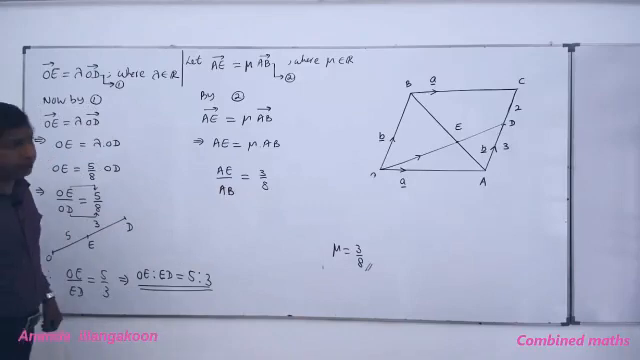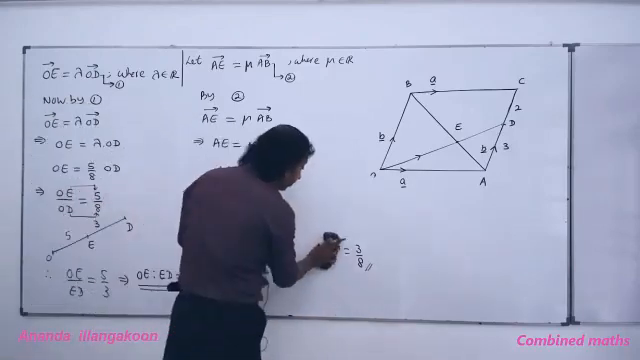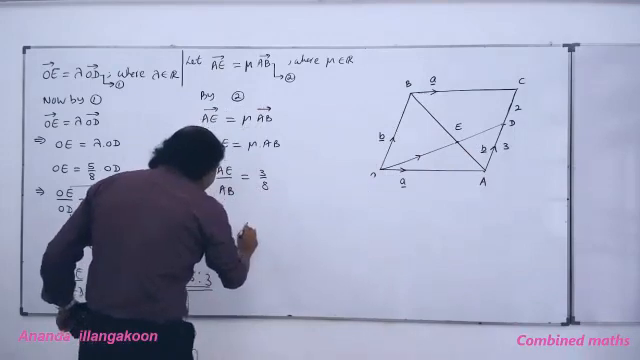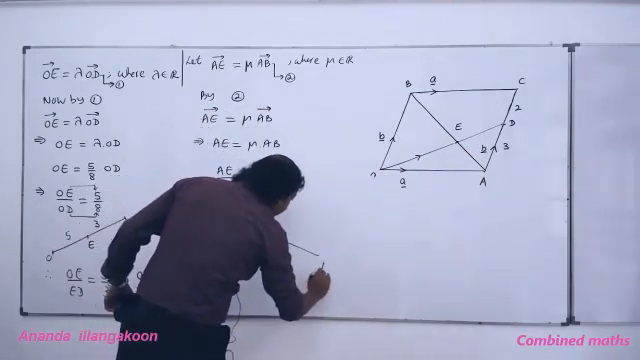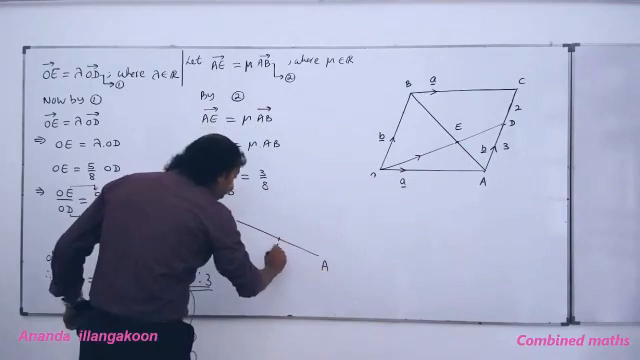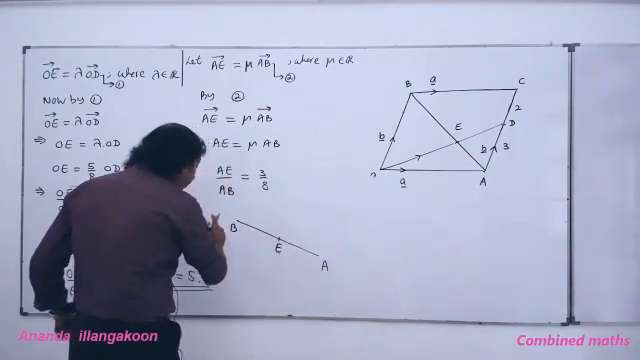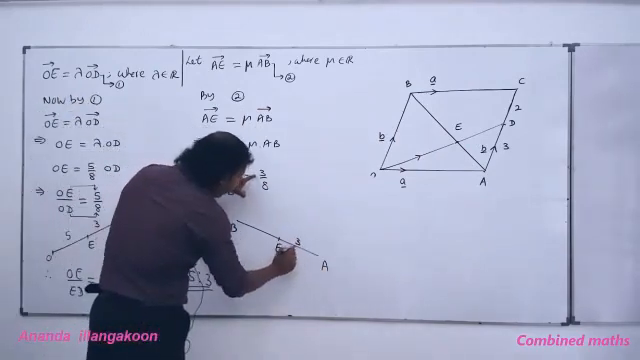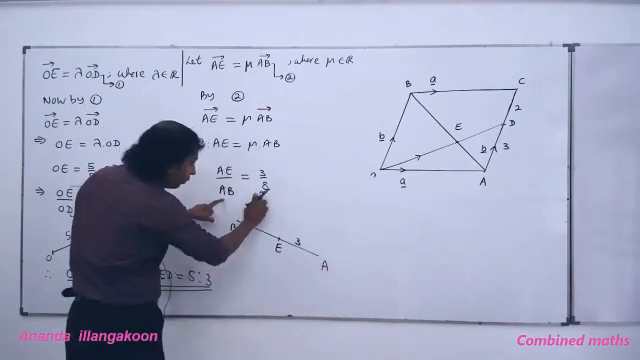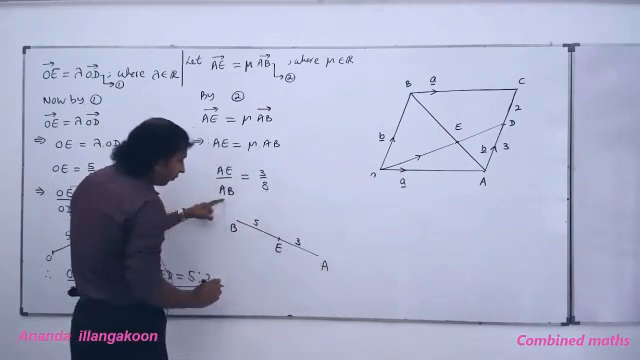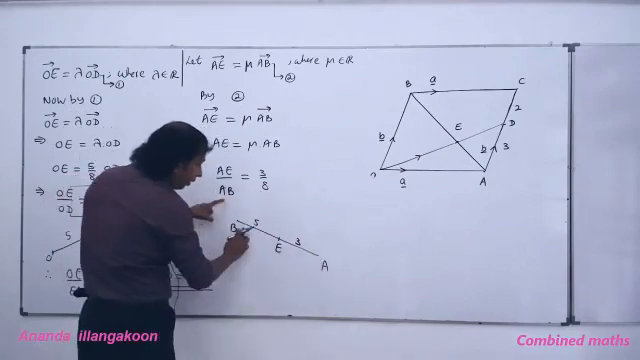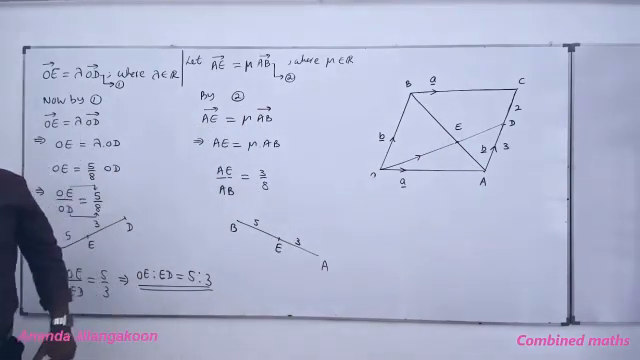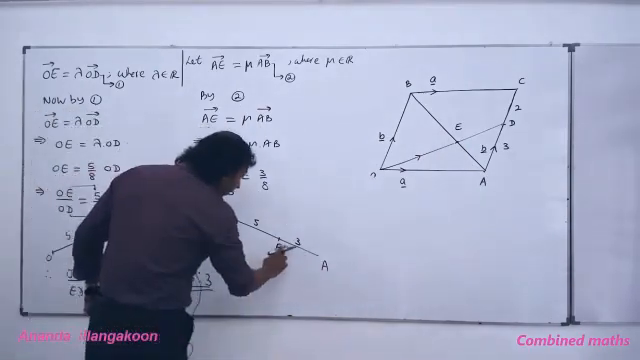Now, when I consider this one, AE:EB, we have it like this. Here A, here we have E, here we have B. When AE is 3 units and AB, from A to B, is 8 units, therefore this should be 5. AB is 8 units, 3 plus 5 is 8, AE is 3. Then you can answer the next part. What is that? AE:EB.